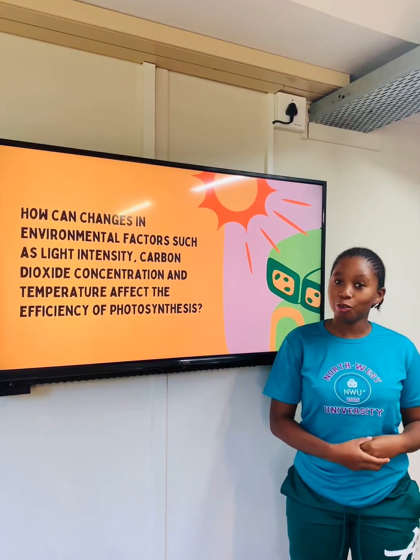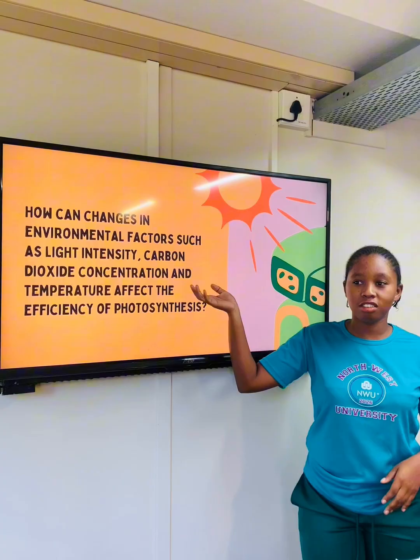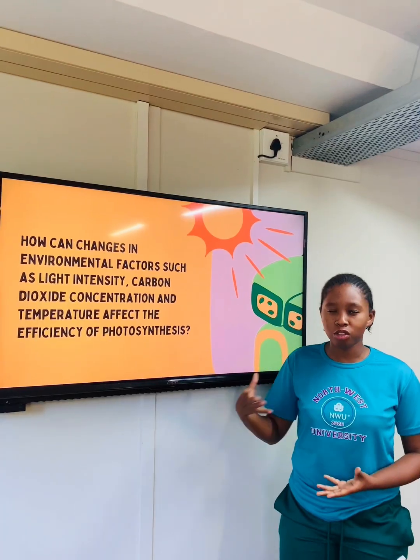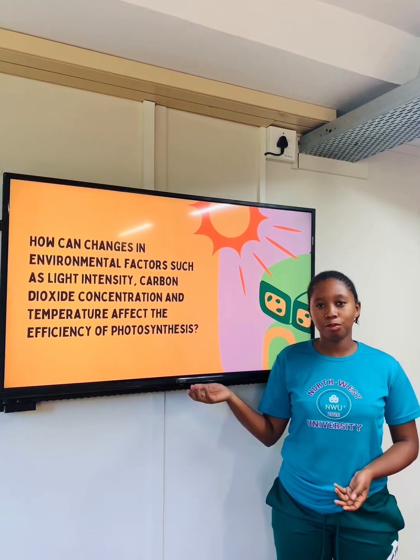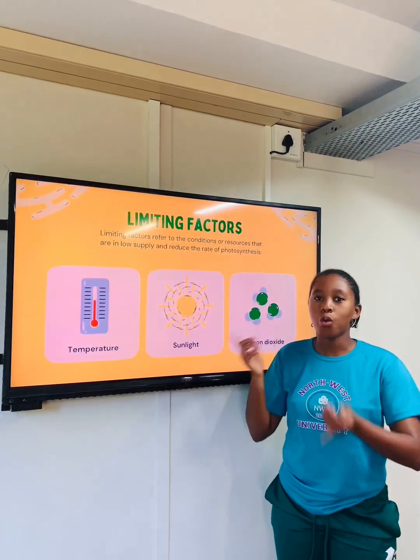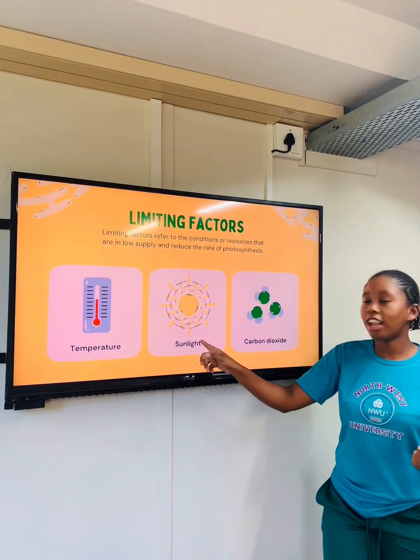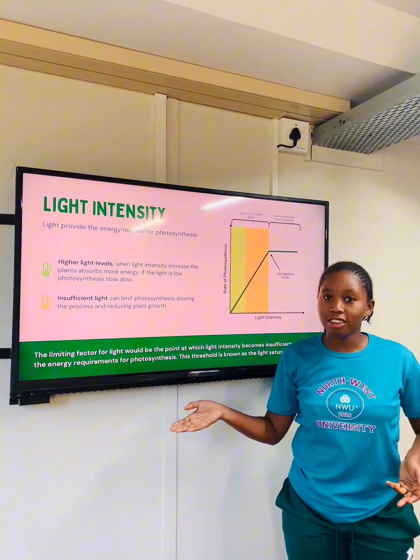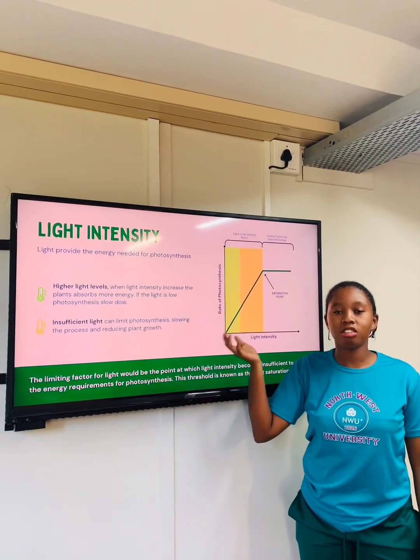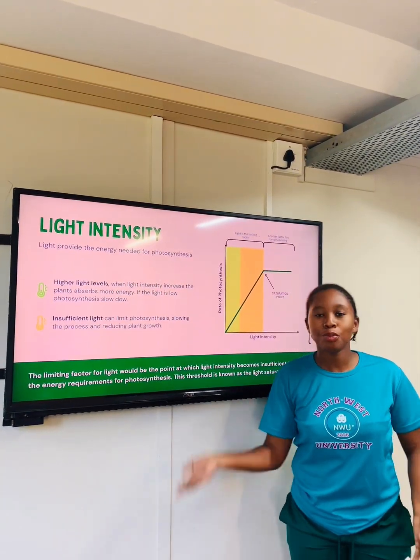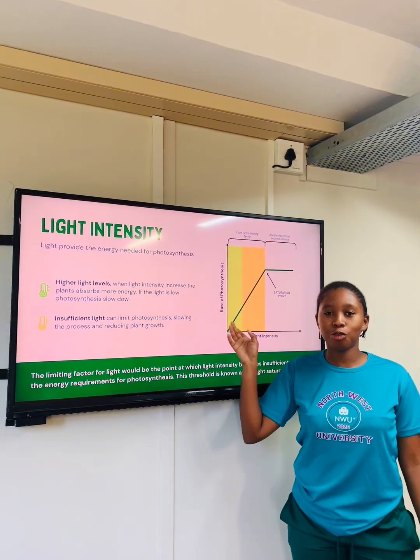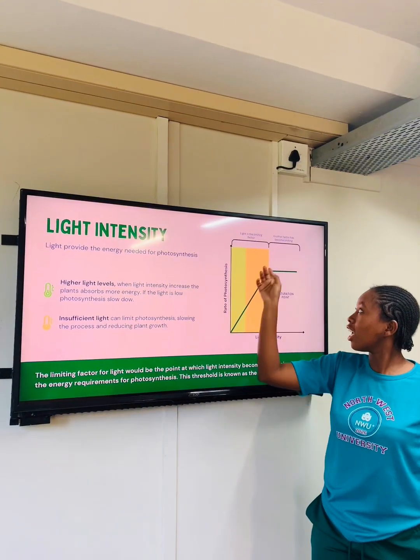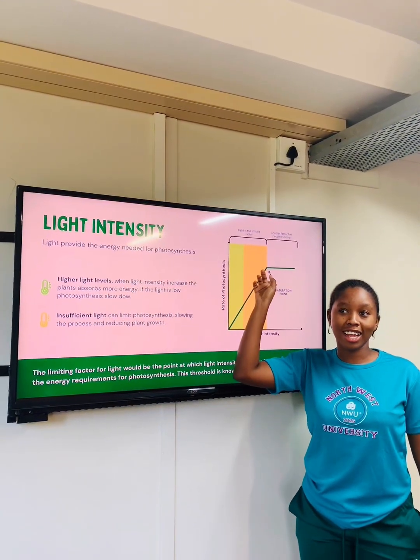I go by the name of Molofo Lerato, and today we'll be focusing on the factors that affect the rate of photosynthesis. The rate of photosynthesis is how fast the process takes place, and there are several factors that affect this rate. We have temperature, sunlight, and carbon dioxide. Under light intensity, light provides the energy that is needed for photosynthesis. When light increases, the rate of photosynthesis also increases. When the light decreases, the rate of photosynthesis slows down.